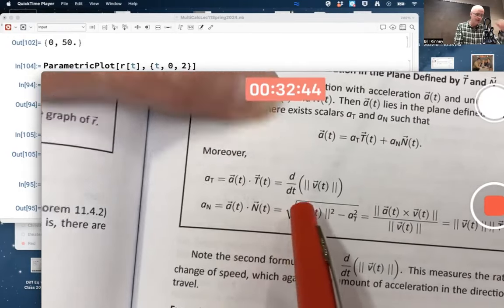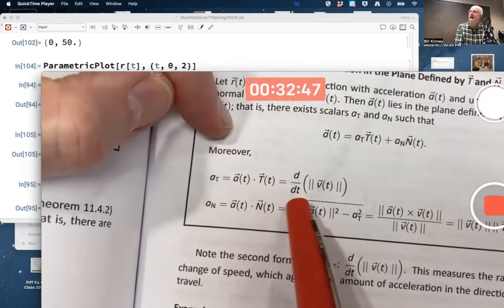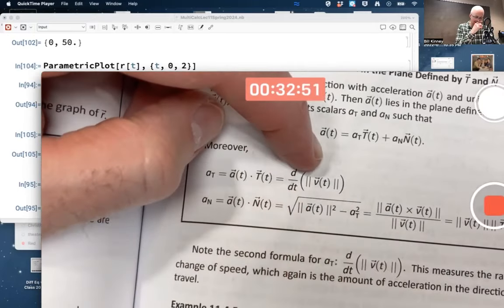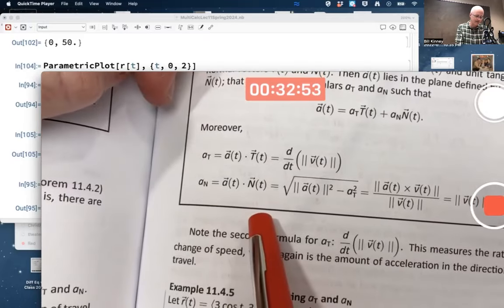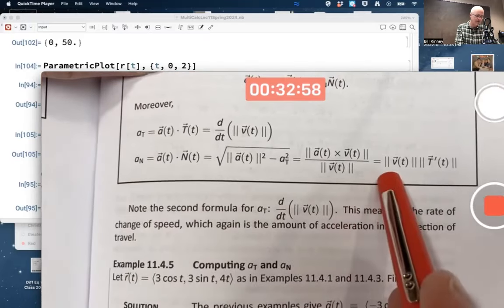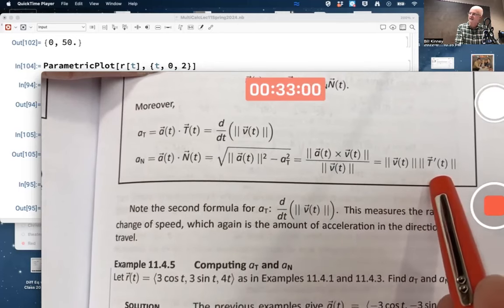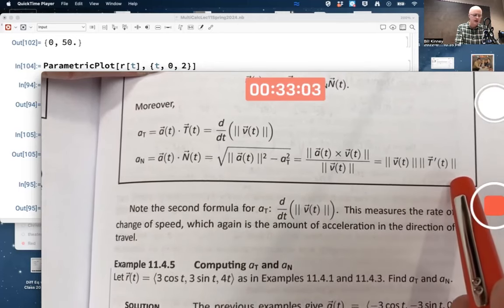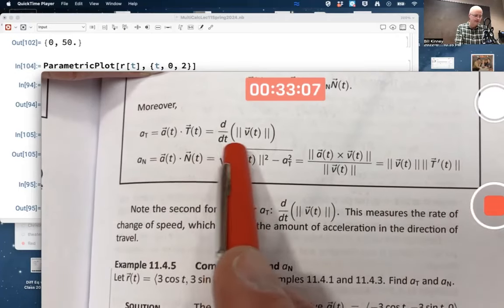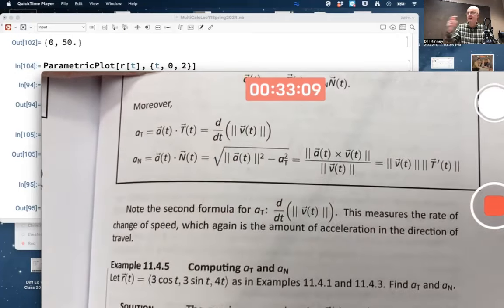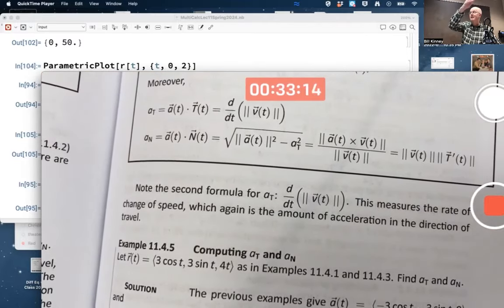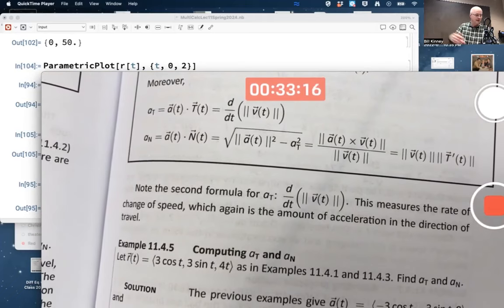Also notice there's no way for a N to be negative. I said that wrong. a N can only be positive because that quantity can only be positive, never negative. a T could be positive or negative. This derivative of the speed could be positive or negative. The speed doesn't have to be constant. It could be increasing and decreasing. Its derivative can be positive and negative.